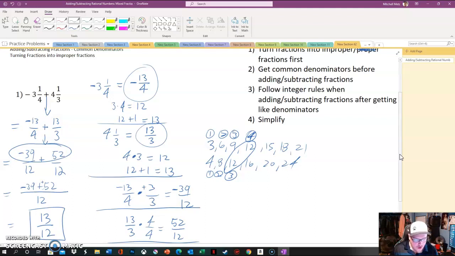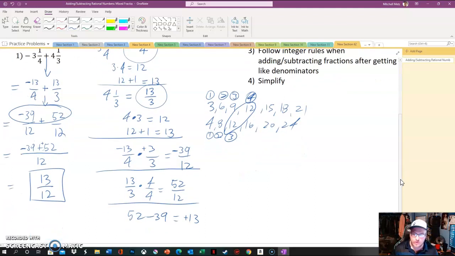Now, I'm going to show a more advanced one in a later tutorial. So please go ahead and use that as your method to solve mixed fraction rational number problems. And I hope this helped you out.